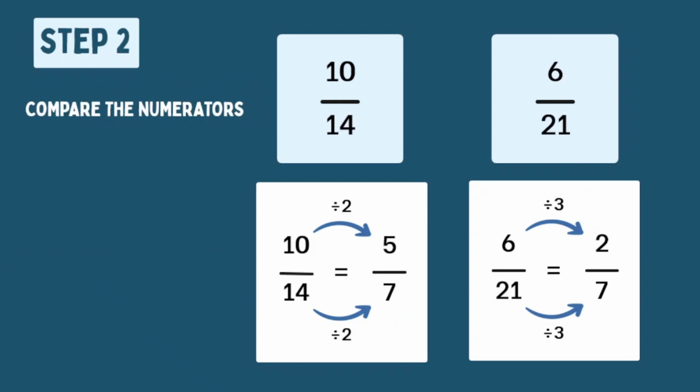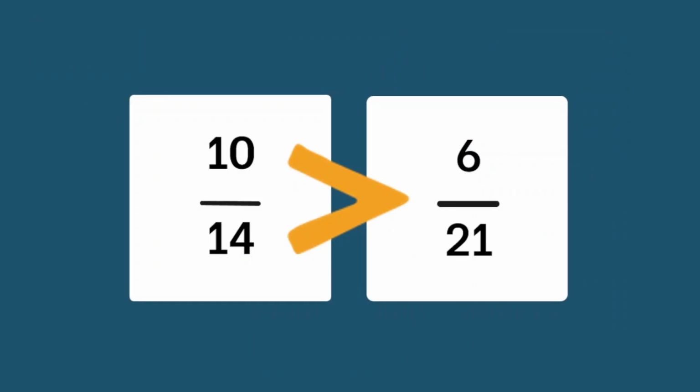So we can then go to step 2 by comparing the numerators. This is 5 over 7 and this is 2 over 7. So 5 is greater than 2. Therefore, 10 over 14 is greater than 6 over 21. So we conclude that. I hope this is very clear. You can see that this is very, very simple once you're able to get it correctly.